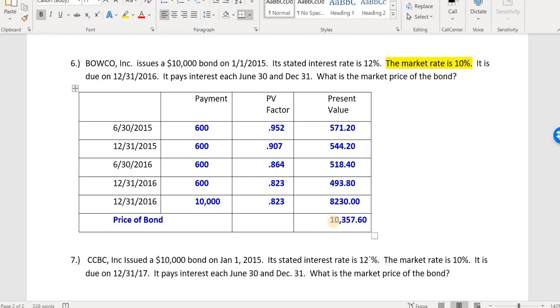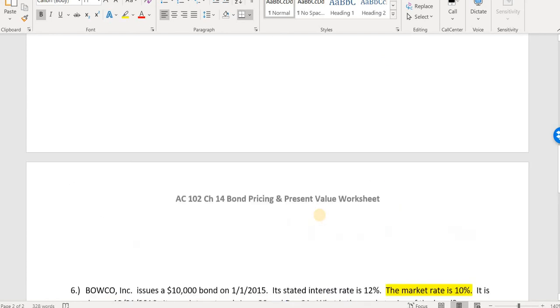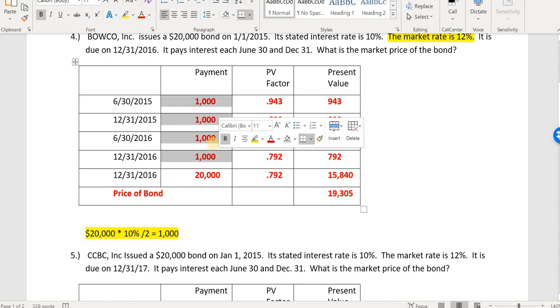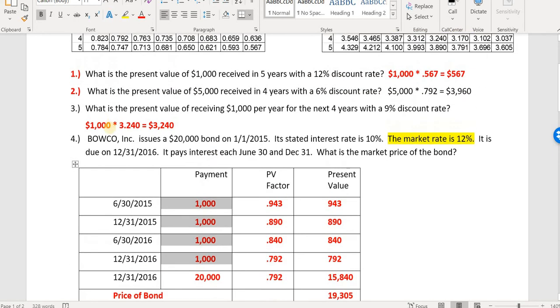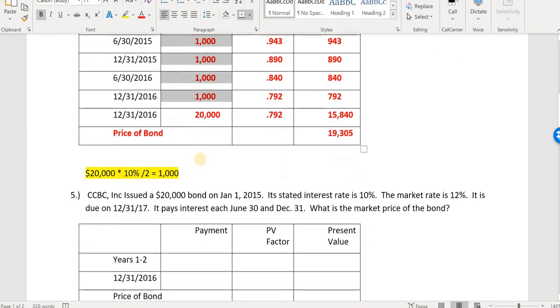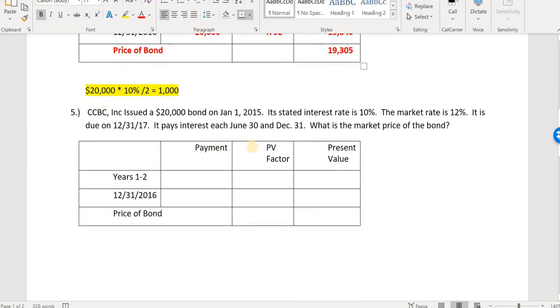You're saying, wait a minute, that's more than the 10,000. Sure it is. Market rate went down. Our bond's more valuable, so it's a little more valuable than the face value. Okay, the last thing I want to show you is how to do this when you have even cash flows. You see, we have an annuity here. Same thing payable each payment. We're back on number 1. Number 4, $20,000 bond, and we get the same thing every payment. So it's an annuity.